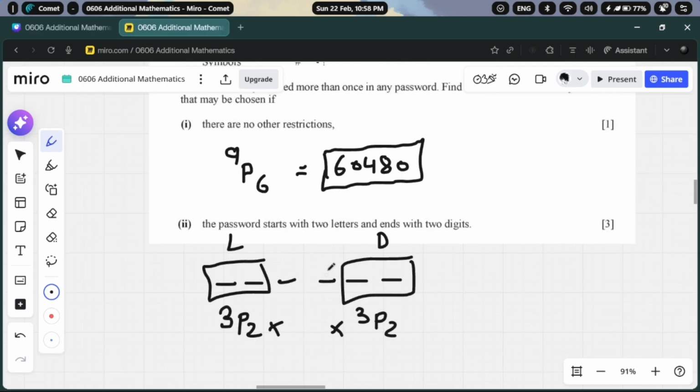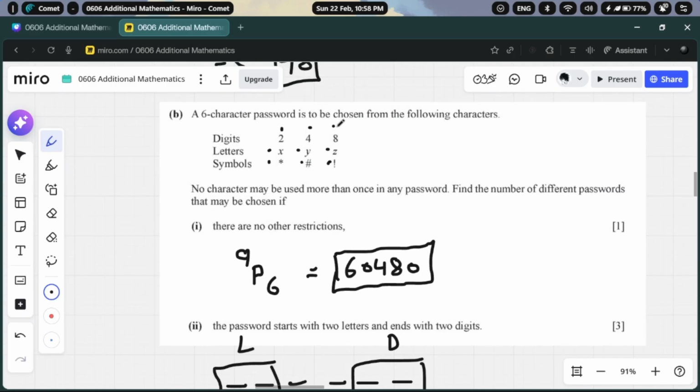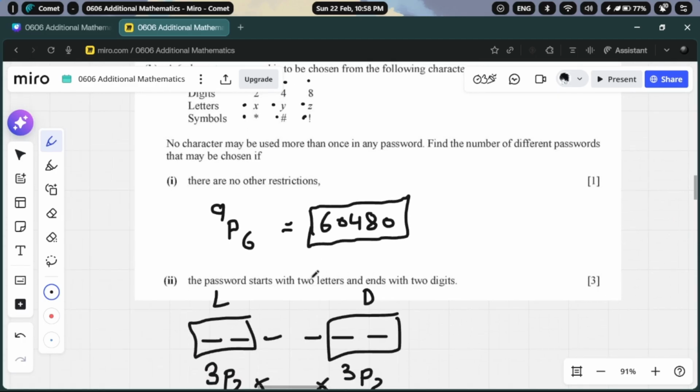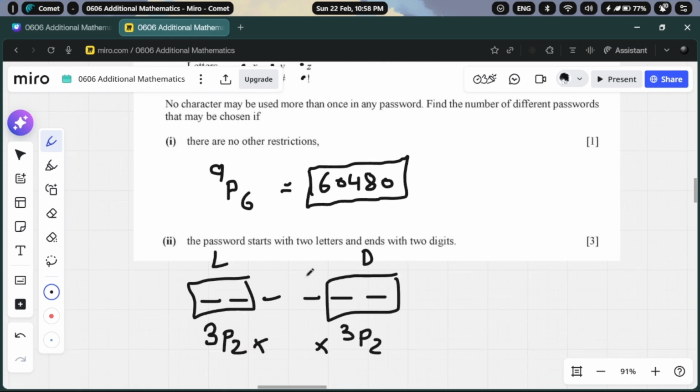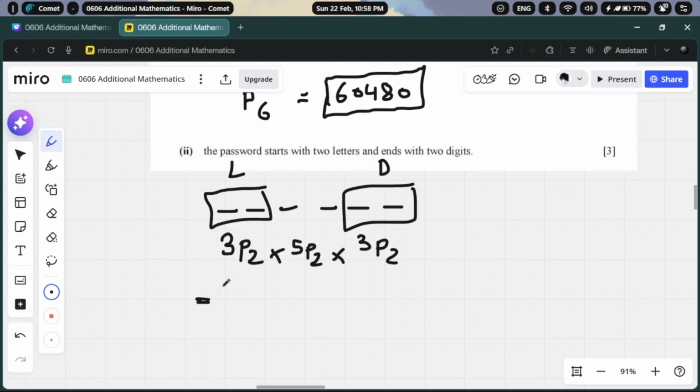And then you chose 4 digits out of how many? 1, 2, 3, 4, 5, 6, 7, 8, 9. So since you chose 4 out of 9, you're left with 5 digits. And you have to choose and arrange 2 digits out of 5. So you would multiply this with 5P2, which ends up giving you 720 ways.